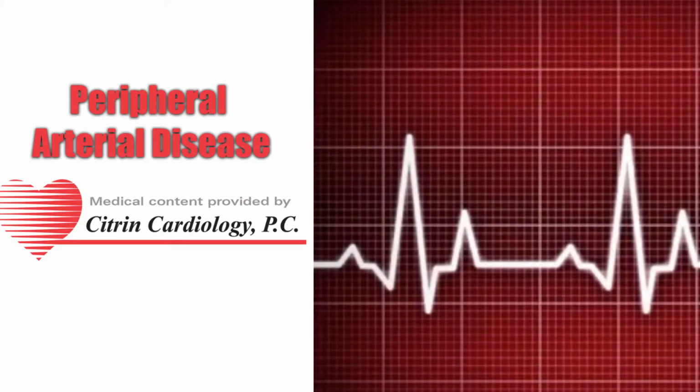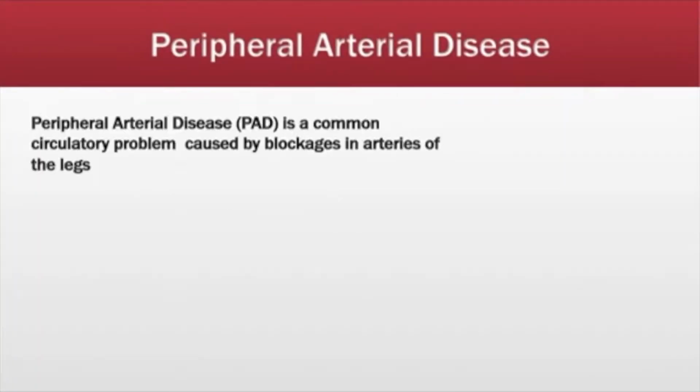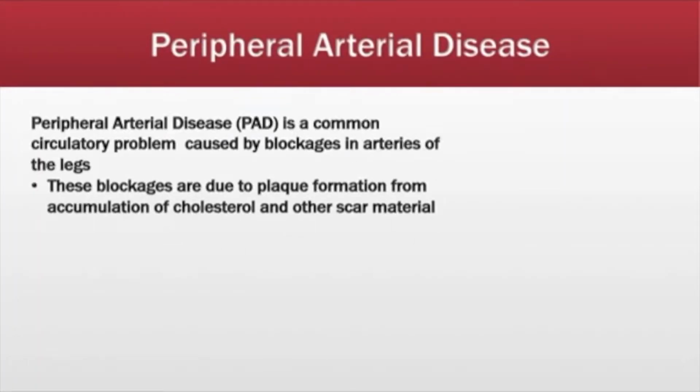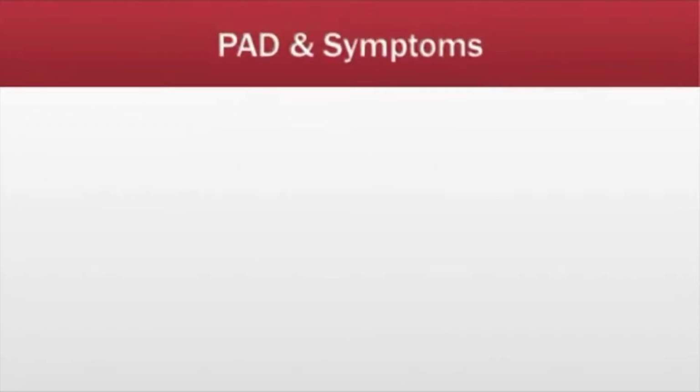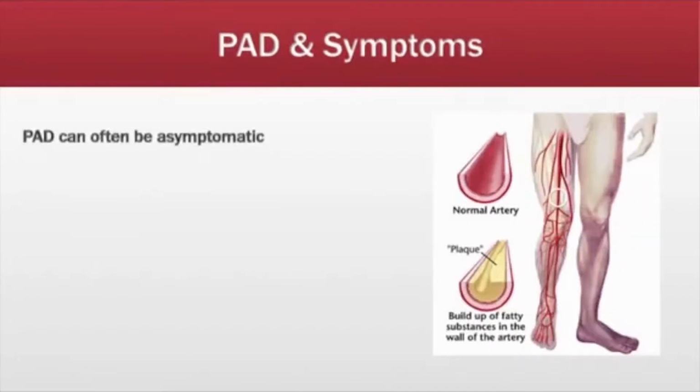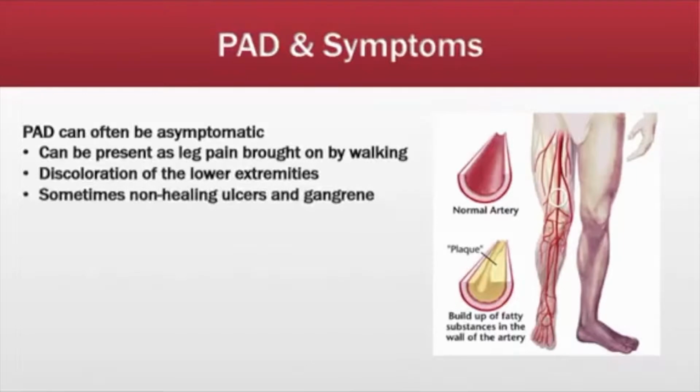Peripheral arterial disease, or PAD, is a common circulatory problem caused by blockages in arteries of the legs. These blockages are due to plaque formation from accumulation of cholesterol and other scar material. This is commonly referred to as hardening of the arteries. PAD can often be asymptomatic or present as leg pain brought on by walking, discoloration of the lower extremities, or more rarely, non-healing ulcers and gangrene.